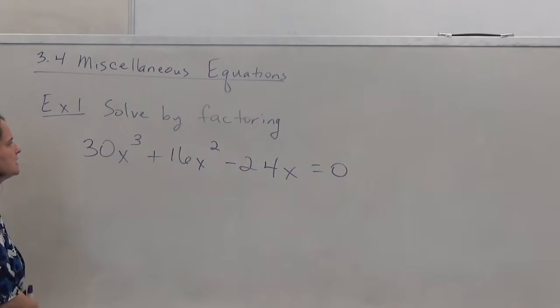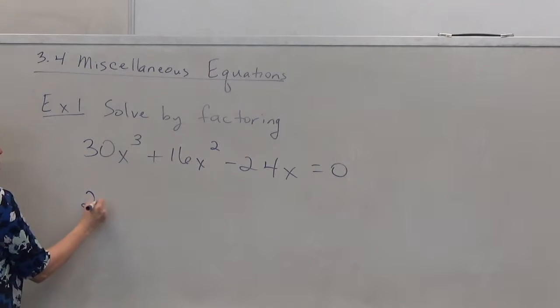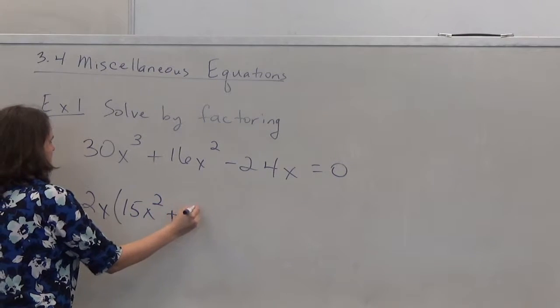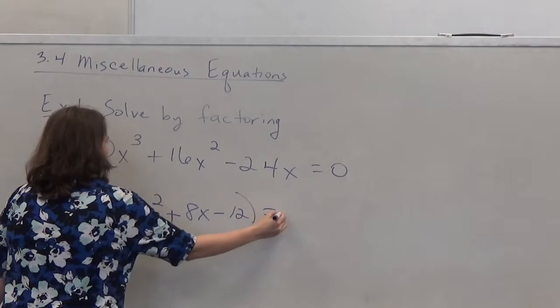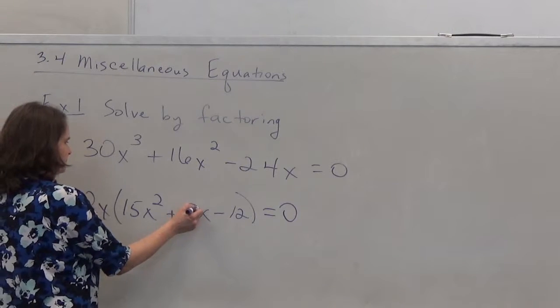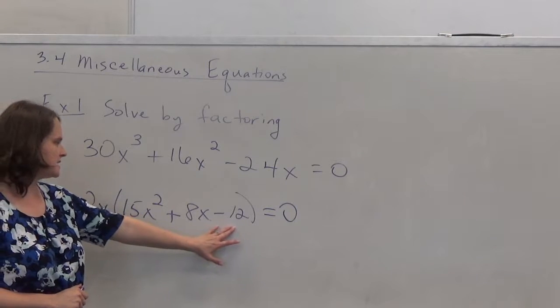What can I pull out of each term? I can see I can pull an x out of everything. I know I can pull out a 2, so that would leave me 2x times 15x squared plus 8x minus 12. Doesn't look like anything else is going to come out of this. So we're going to need to factor this using the a times c method.